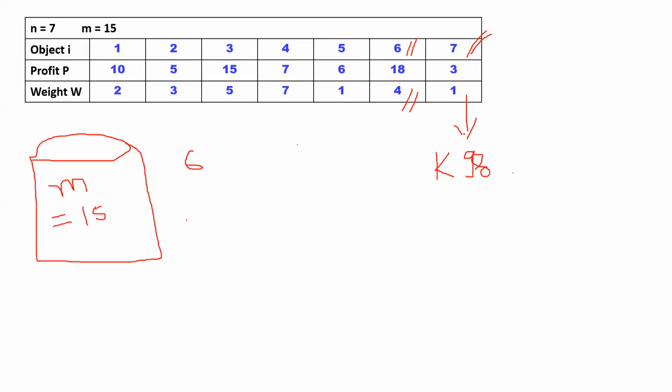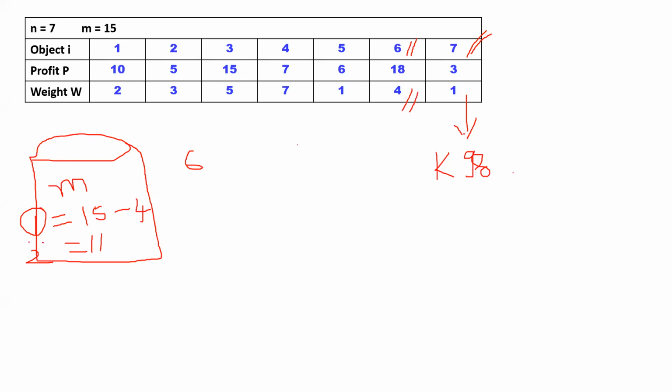I have selected object number 6. Now, how many kilos does it have? It has 4 kilos. The bag capacity is 15 kilos, and 4 I have already filled. What will be the remaining? The remaining will be 11. Now I can fill up the bag with 11 more kilos. This is your step 1: you have selected object number 6.